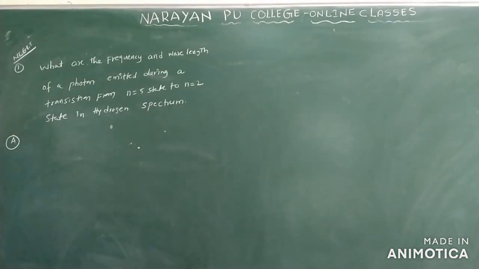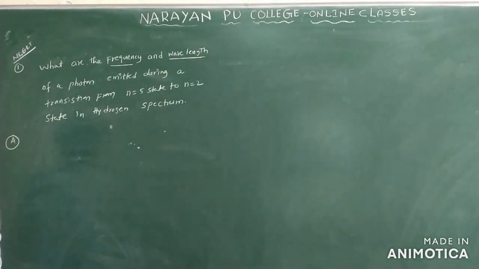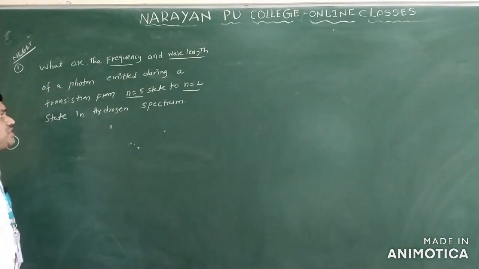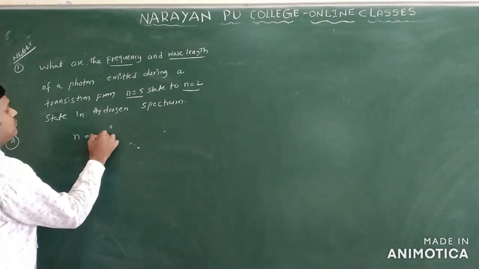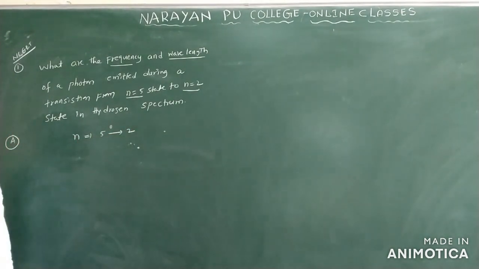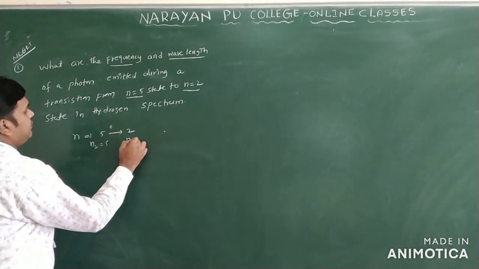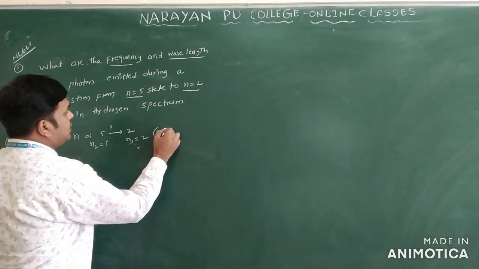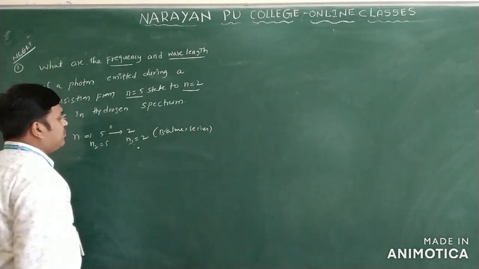See the question we have: what are the frequency and wavelength of a photon emitted during a transition from the n equal to 5 state to the n equal to 2 state in the hydrogen spectrum? You can see the transition takes place from 5 to 2 only, so n2 is equal to 5, n1 is equal to 2. n1 value 2 means it is the Balmer series only.